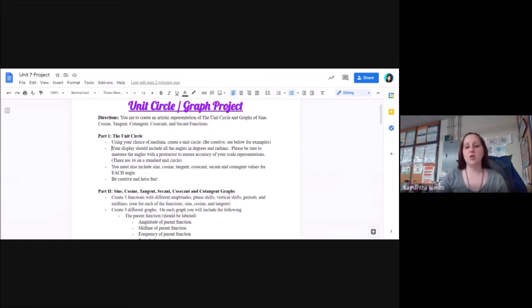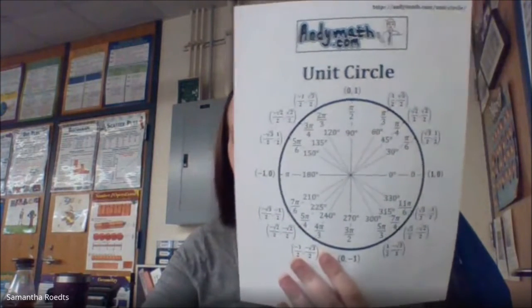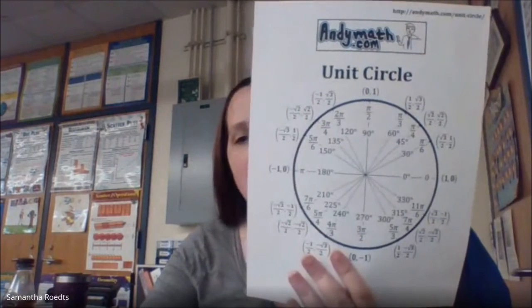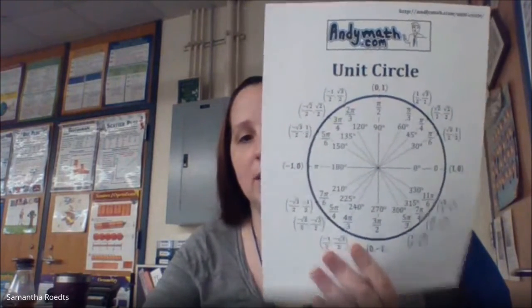You should have a unit circle. If you don't have one, I will show you where you can find one in Google Classroom. So it's super easy. You're going to use this circle. Here's the unit circle that I'm using. You can find your unit circle in Google Classroom.